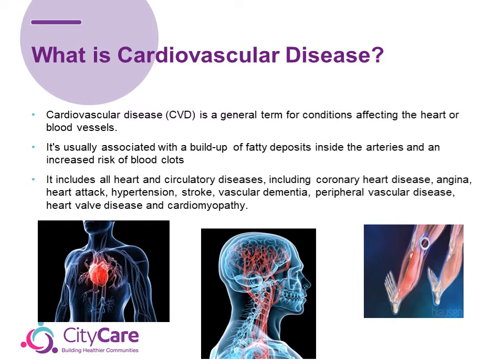Strokes and TIAs. A stroke is where the blood supply to part of the brain is cut off, which can cause brain damage or possibly death. A TIA, or transient ischemic attack, or a mini stroke, is similar, but the blood flow to the brain is only temporarily disrupted.